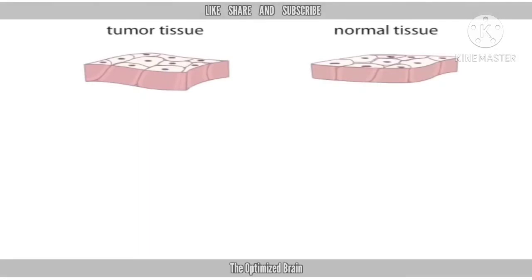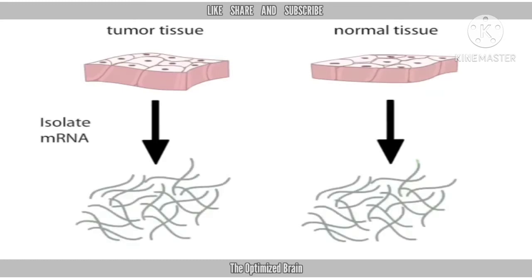DNA microarray technology permits an investigator to rapidly determine which genes are expressed by a cell or tissue. To understand how a DNA microarray works, let's consider an experiment that compares the pattern of gene expression in tumor tissue compared to normal tissue.